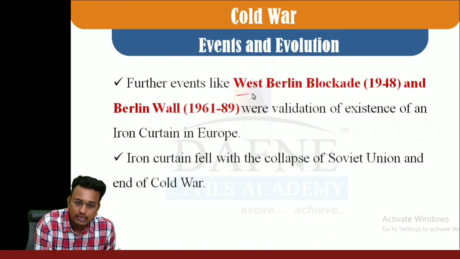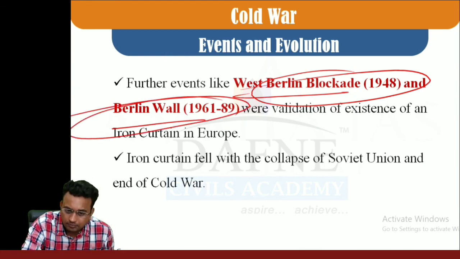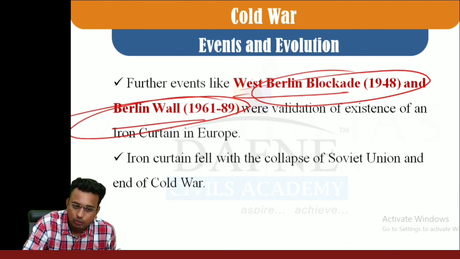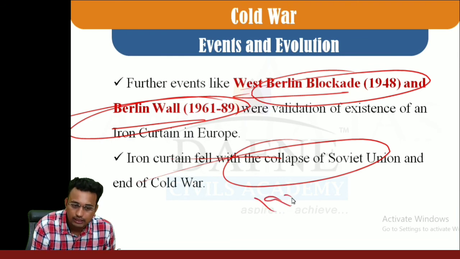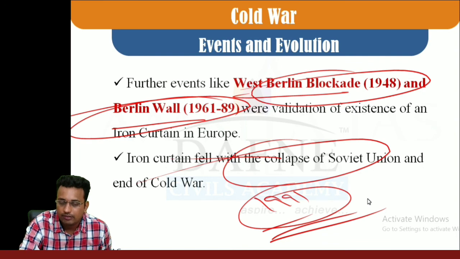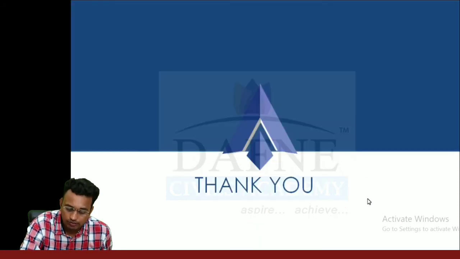Okay, further events like the Berlin blockade of 1948 and the Berlin Wall construction are the significant events or examples of how the Iron Curtain got established in Europe. And the Iron Curtain finally fell with the collapse of the Soviet Union, that is, the end of the Cold War in 1991. All these events, the Berlin blockade, the Berlin airlift, the Berlin Wall construction, the Cuban Missile Crisis, nuclear armament, we have to see in the events of the Cold War.